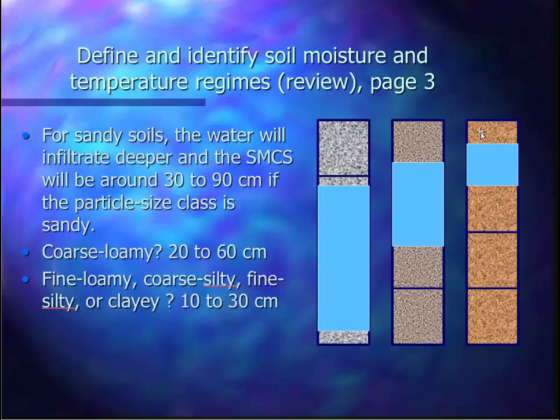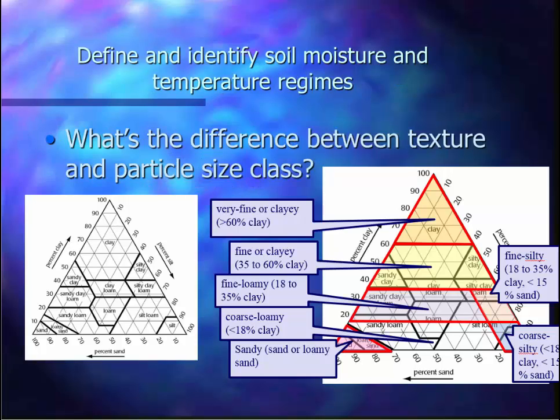And then for very fine textured soils like fine loamy, coarse silty, fine silty, or clayey, the soil moisture control section will be between 20 and 30 centimeters. Now what I've done is I've sneaked in a little bit of a different terminology for you. What's the difference between texture and particle size class? There is a difference between texture and particle size class.